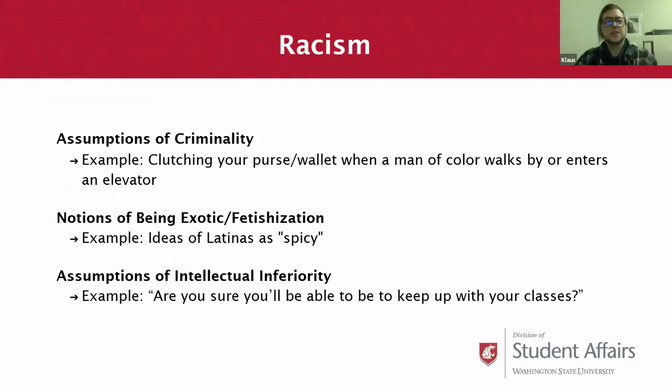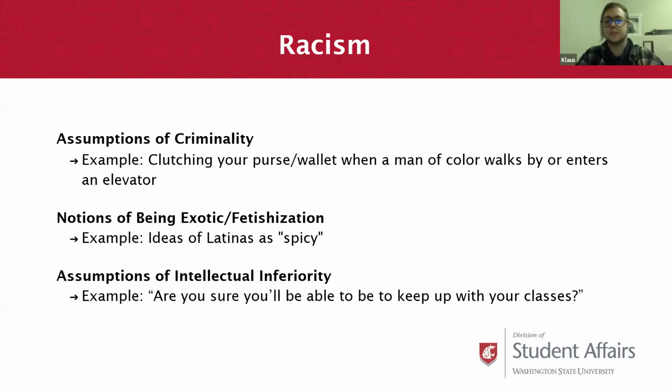So the first one that we're going to talk about for racism is assumptions of criminality. People of color are often assumed, or people prejudge them, to be criminal or otherwise a criminal risk. Like if they're going to steal your belongings, or if there's a Black person in an all white neighborhood, they're here to do crime. That kind of concept is racist.